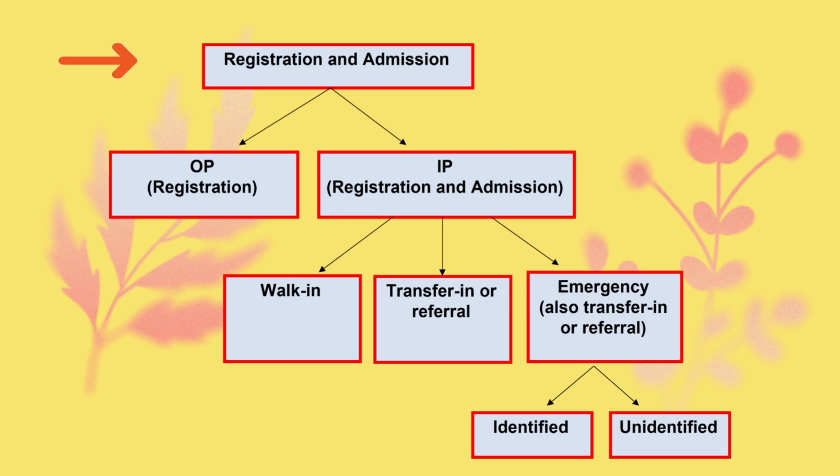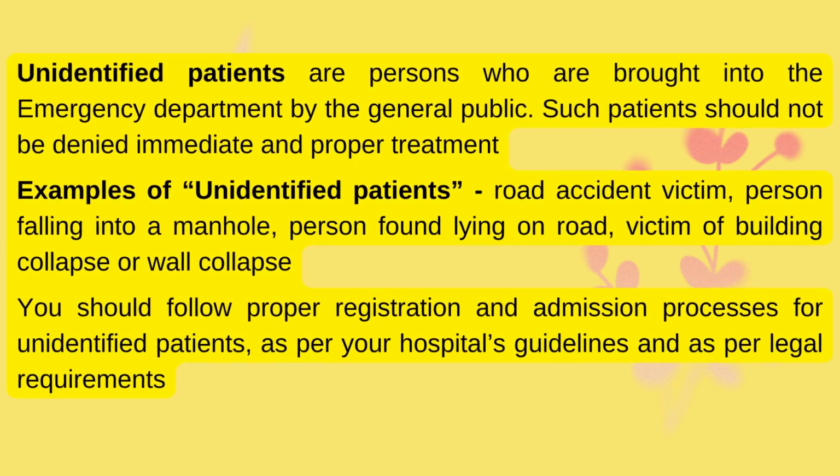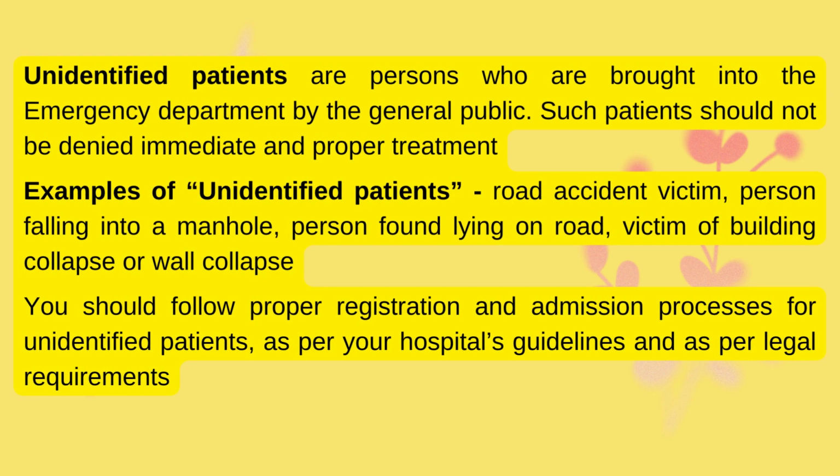Explanation of unidentified patients has been given in the following section. Unidentified patients are persons who are brought into the emergency department by the general public. Such patients should not be denied immediate and proper treatment. Examples of unidentified patients: road accident victim, person falling into a manhole, person found lying on road, victim of building collapse, or wall collapse. You should follow proper registration and admission processes for unidentified patients, as per your hospital's guidelines and as per legal requirements.